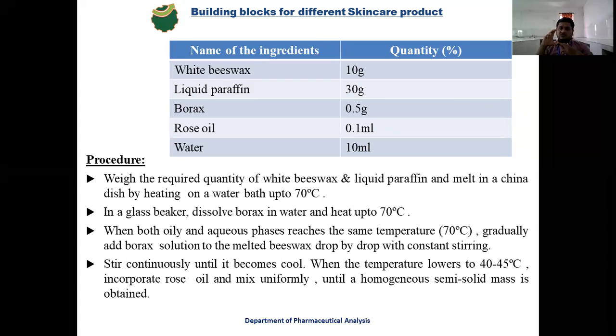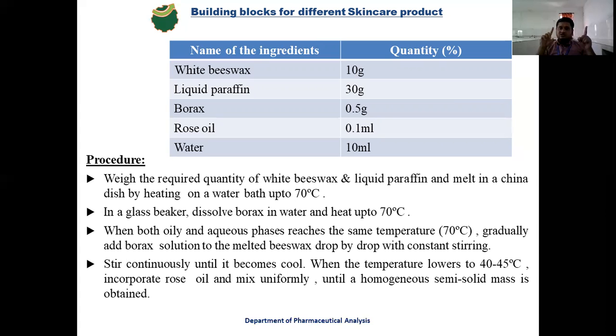Borax is used as an alkali. As already said, borax is an alkali which will easily dissolve in water. So in one beaker you have water and an alkali like borax, and in another beaker you have beeswax and liquid paraffin. You have to heat both, then mix them. There should be proper mixing, because the beeswax and the borax should properly mix and react. Same as in vanishing cream, there is no particular emulsifying agent.